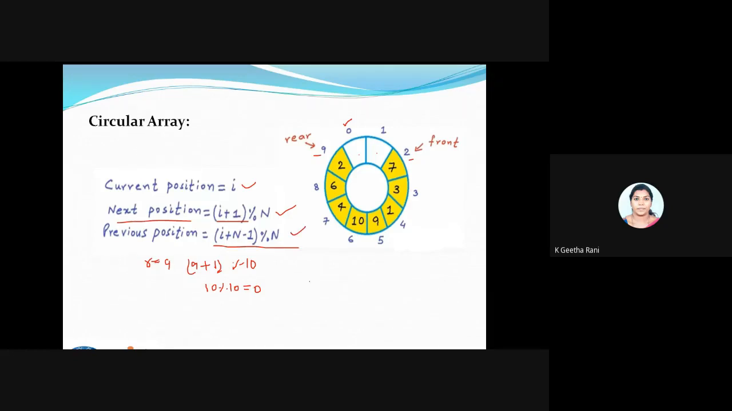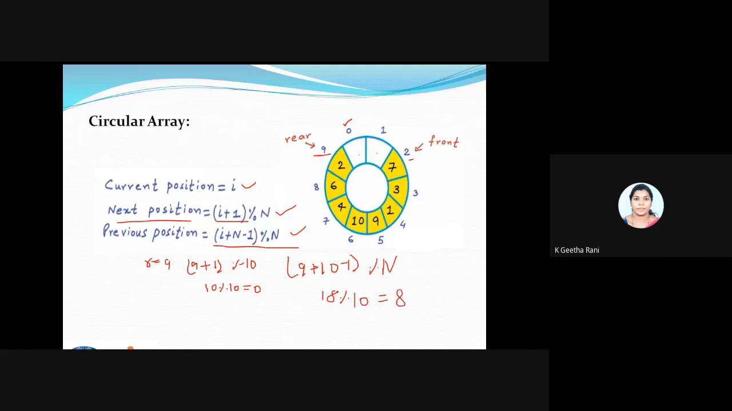For example, I need to find the previous position of my rear, 9. So what I will do is 9 plus, I'm using this formula. So I is going to be 9 and n is going to be 10, minus 1. I'm going to use a bracket and modulus of n. So now I'll be getting a value called 18 modulus of 10, minus 10. So I'm getting a value 8.